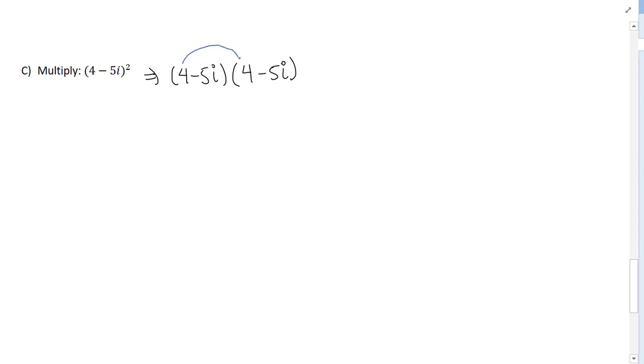So the FOIL method is you do the first. I'm going to get 4 times 4 is 16. Then the outer, 4 times negative 5i, so negative 20i. The inner, negative 5i times 4, so minus 20i again. And the last, negative 5i times negative 5i. Negative 5 times negative 5 is positive 25, and then we have i squared.